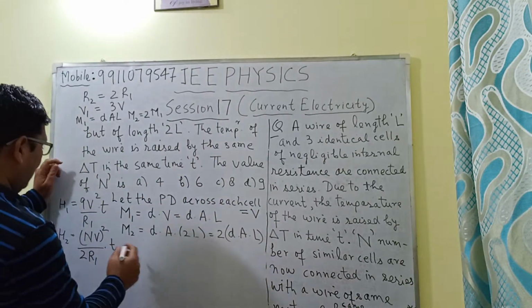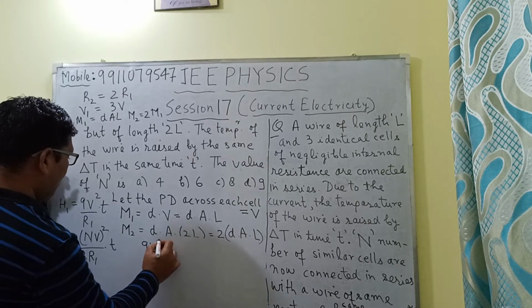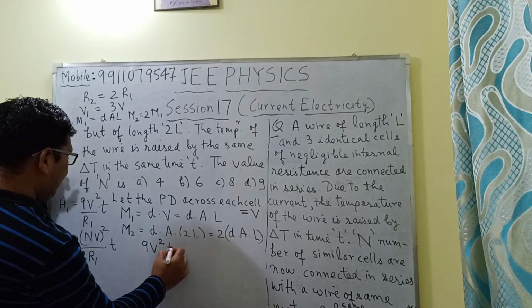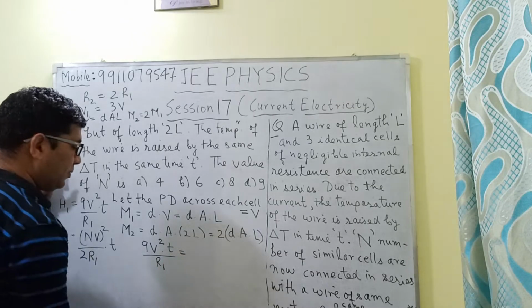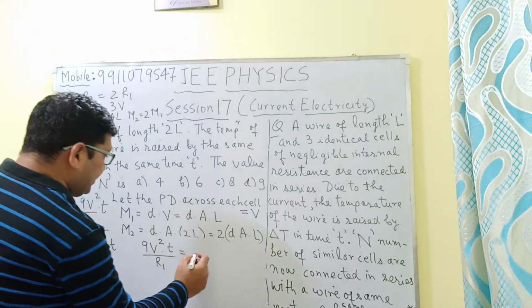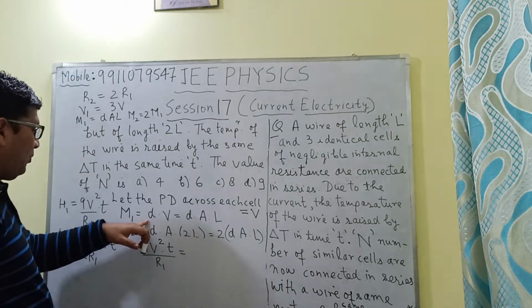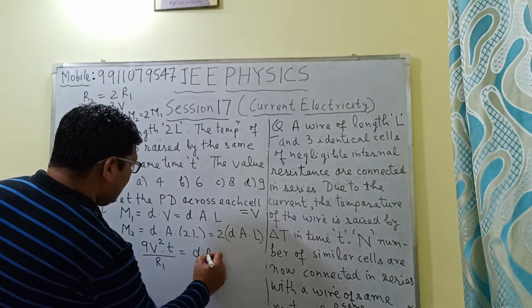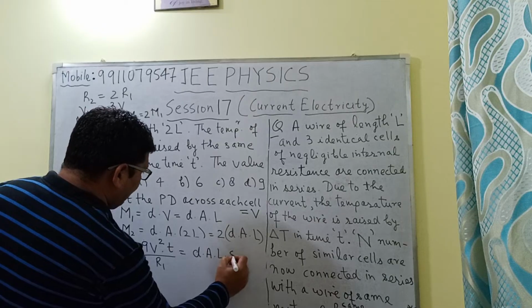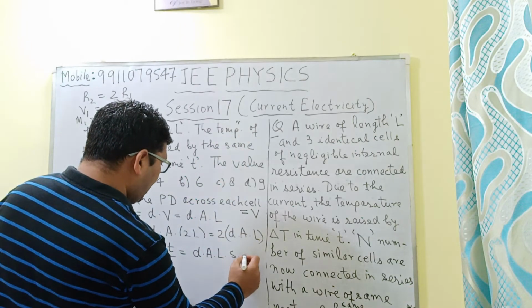In the first case, H1 is equal to 9V squared into T divided by R1, and this will be equal to Q, that is Q is equal to M S delta T. M is the mass. Now the mass in the first case is equal to D A L into the specific heat of that wire into delta T.